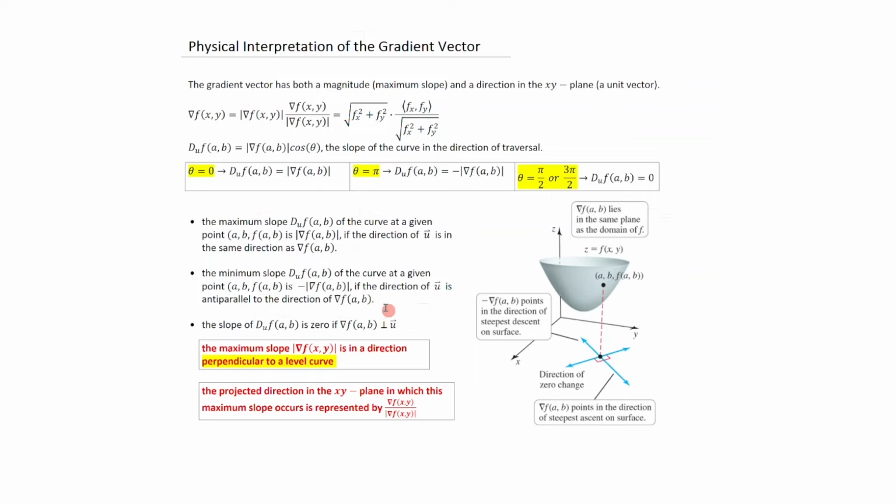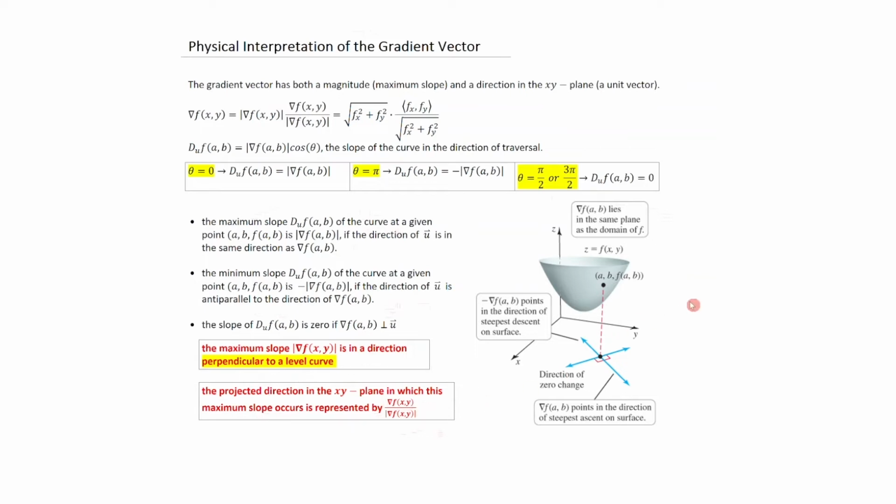In other words, 180 degrees. The slope of D_u f is 0 if the gradient of f is perpendicular to the unit vector u, which is the direction of traversal. All right, so we're going to prove shortly that the maximum slope is in a direction perpendicular to a level curve. And the projected direction in the xy plane in which this maximum occurs is represented by the gradient divided by its magnitude.